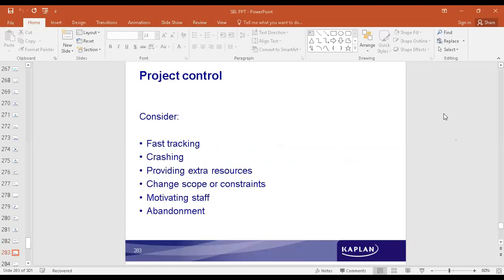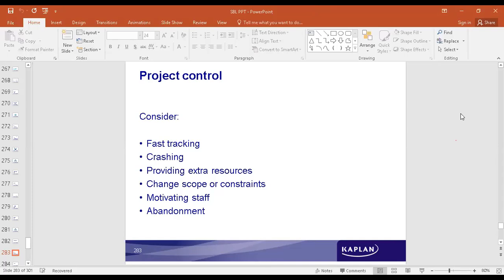Then we see the control measures that are to be taken up. Whenever there is a plan that has to be implemented, we also have to see the control measures. Consider fast tracking or crashing, providing extra resources, changing scope or constraints, motivating staff, and abandonment if it is not appropriate. These are the different types of control measures that are to be taken up. So that has to be looked into.